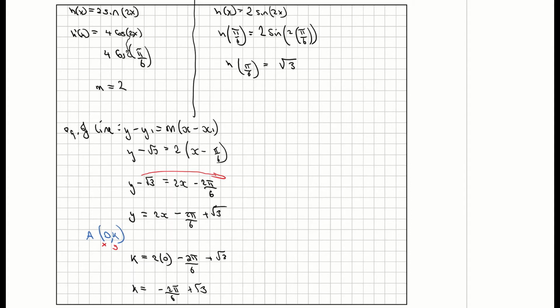And I'm just going to come up here because I'm running out of space. So that means then that k is equal to minus 2 pi over 6 plus root 3, which on my calculator is giving me 0.68. Now the question at the start said find the value of k, correct to 2 decimal places, and that's what we have. k is equal to 0.68. And that's the solution to question 5.